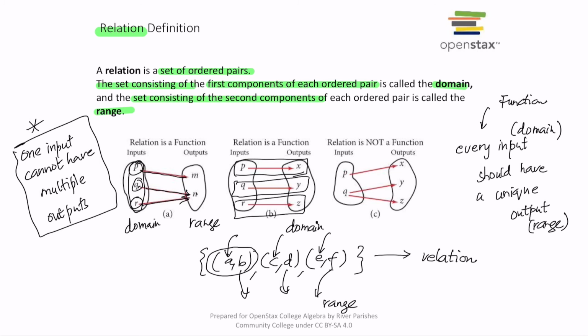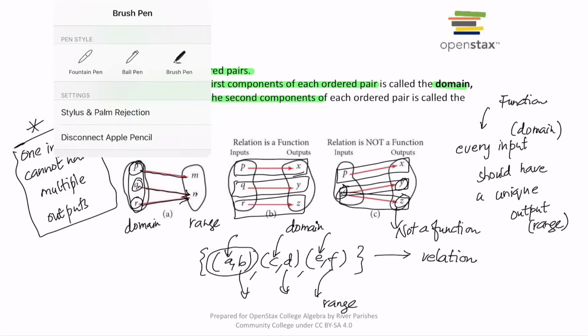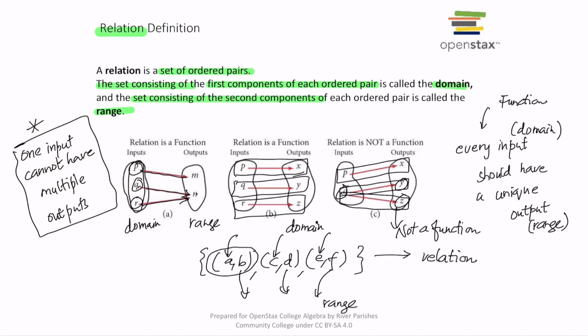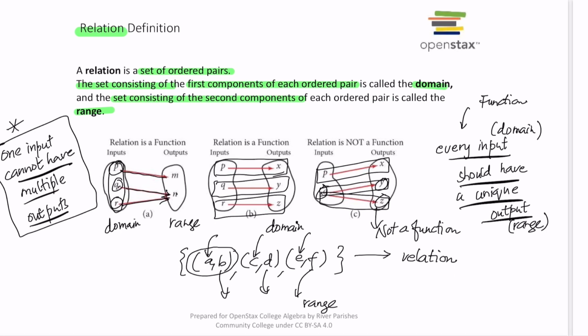But let's look at the last example. P goes to X, and Q goes to Y, Q also goes to Z. So one input has two outputs here, so this is not a function. This is how we determine whether a given relation is a function or not. One input cannot have multiple outputs, and every input should have a unique output. That's the way we determine a function.